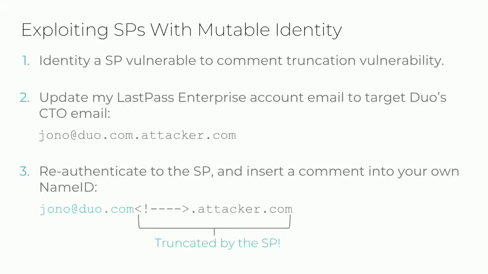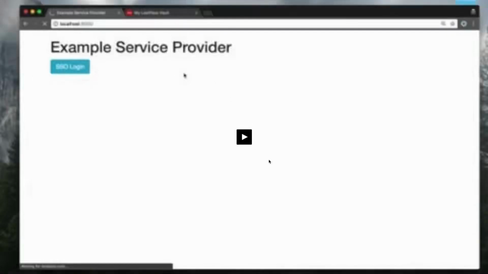I've actually recorded a demo of this exploit workflow using LastPass Enterprise SSO, as well as a demo SAML service provider that is vulnerable to the comment truncation vulnerability. This first video just demonstrates the LastPass SSO workflow, as well as my demo vulnerable SAML service provider, which just logs to the UI who I've authenticated as.